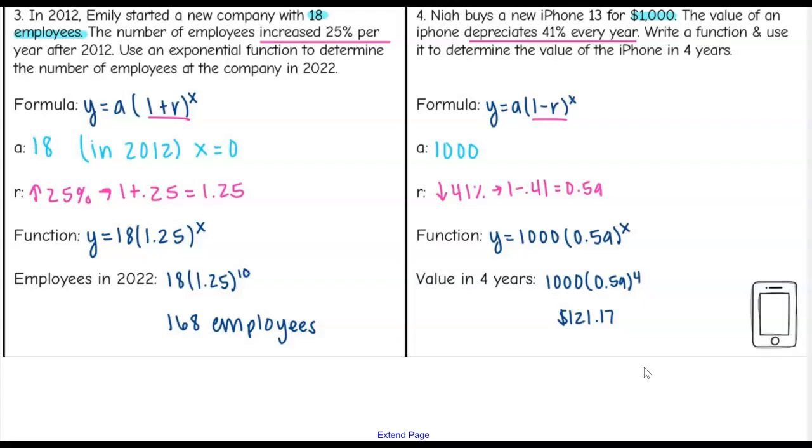Okay, so that's a quick little starter, notes and whatnot for doing exponential growth and decay. I'm going to have a second part to this video.